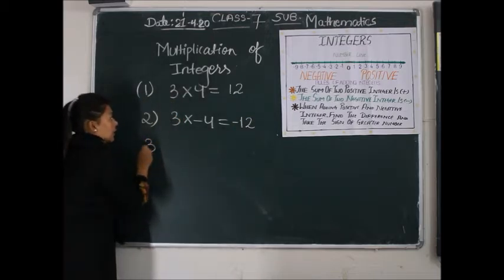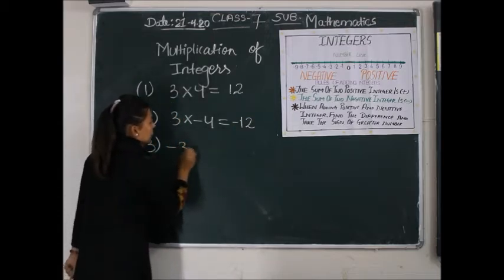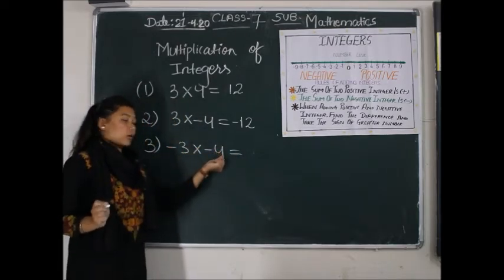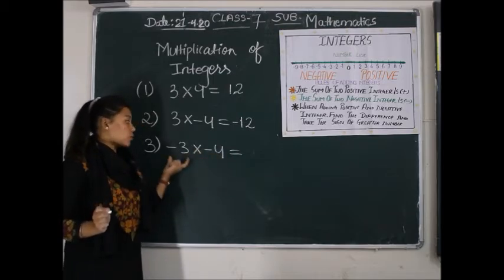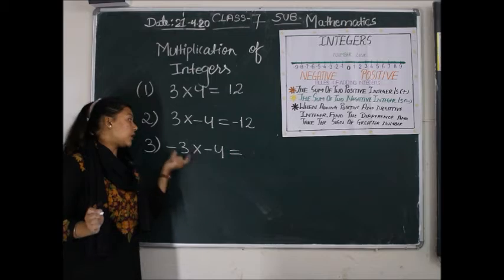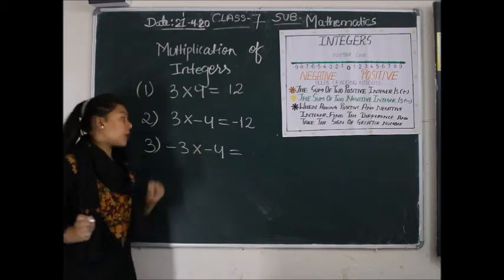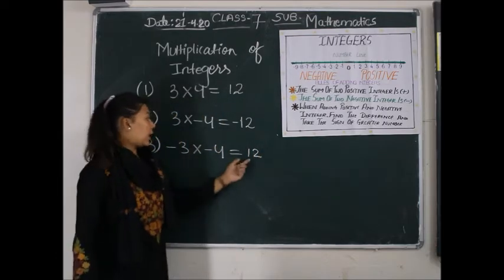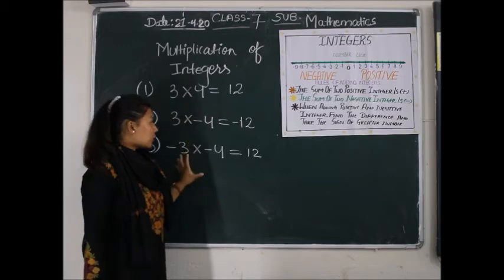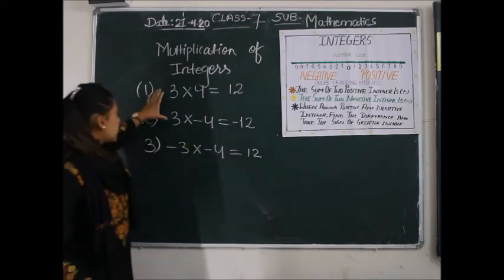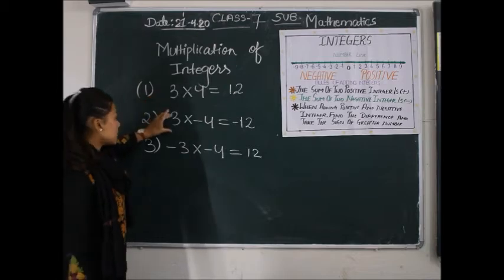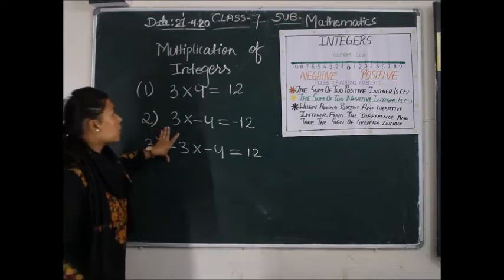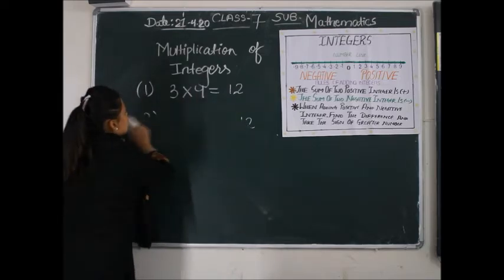Now the third one, minus 3 into minus 4. So 3 into 4, both are negative numbers. When both are negative numbers during multiplication, minus into minus will be plus. So 3 into 4 is 12. Okay, now we have done positive and negative, and both negative and negative. This is for multiplication.